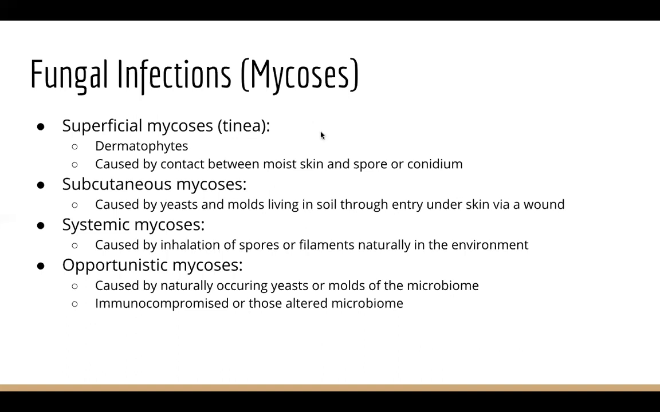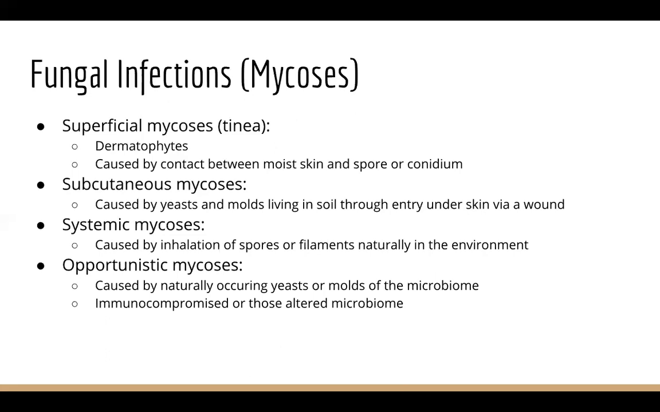The next one is systemic mycoses. So this is when your organs and or underlying deep tissues become infected by a fungus. It's important to note that this is very rare, but it's caused by inhalation of spores or filaments that are naturally occurring in the environment. So soil or spores that are within the soil, if those happened to be picked up via inhalation, maybe there's heavy winds in an area where they naturally live, that's where that can happen.